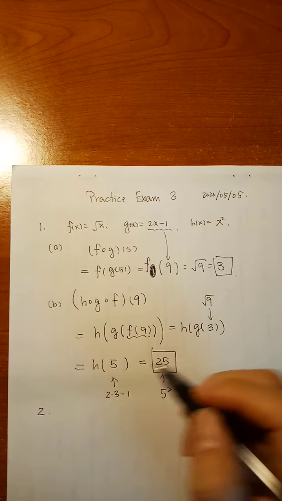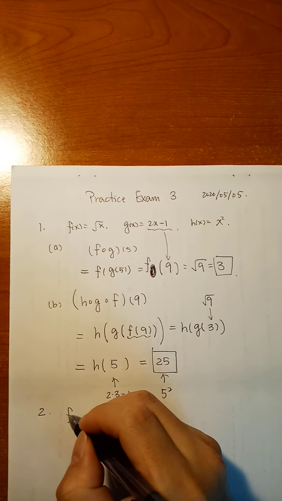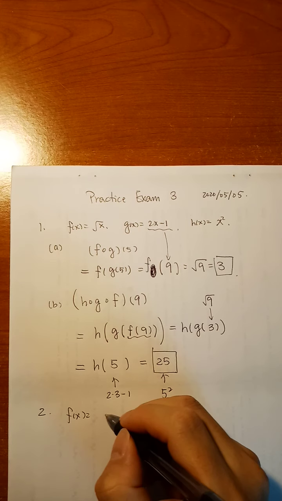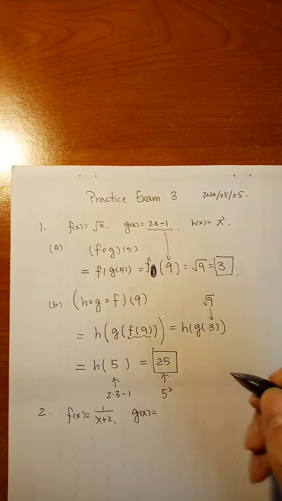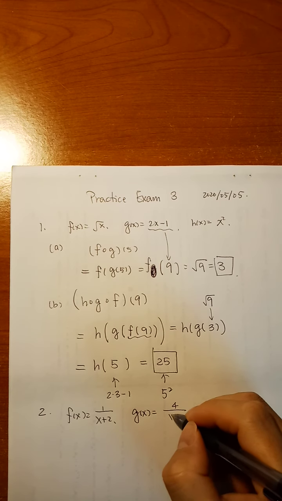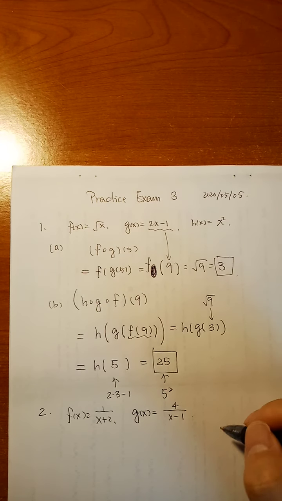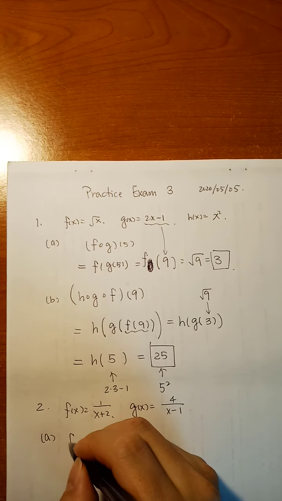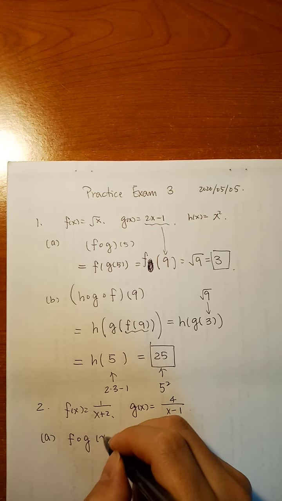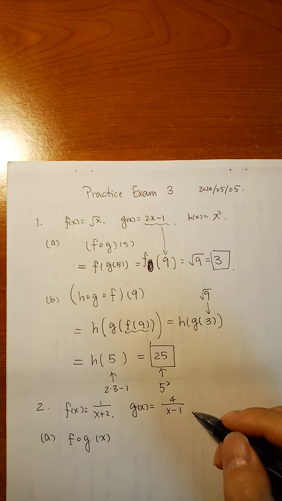Second, f(x) is 1 over x plus 2. g(x) is 4 over x minus 1. Find the composite function and its domain. f compose g of x.